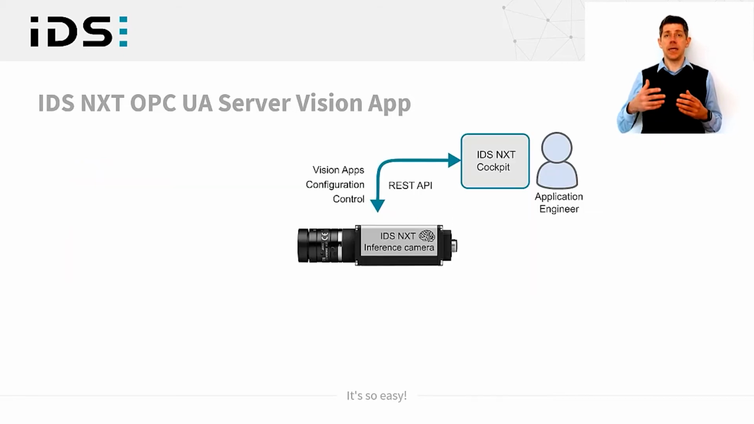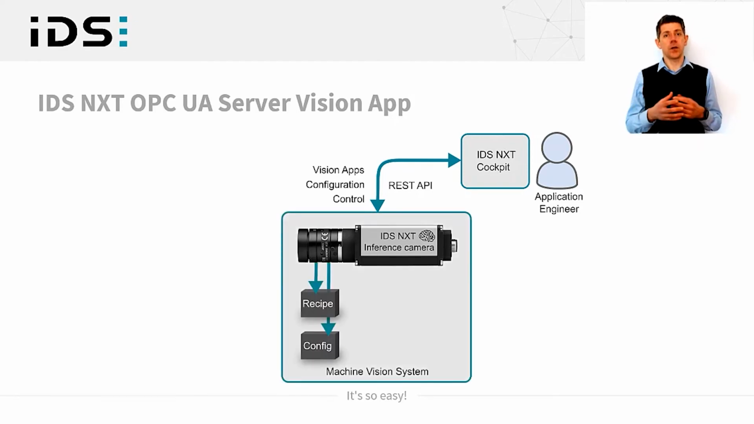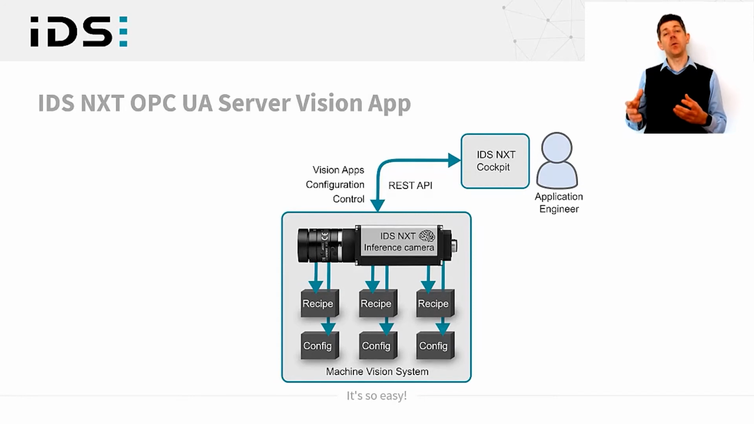Looking at this conceptually, an application engineer can use the IDS NXT cockpit software to set up the configurations and the recipes that are stored on the camera, and this can also be done via the REST API. As an example, a food packaging system may handle different products on the same line. So recipe 1 might perform object detection on sealed trays of chicken breasts to check for the right content. Recipe 2 might be checking chicken wings, and then recipe 3 may be configured to check chicken thighs.